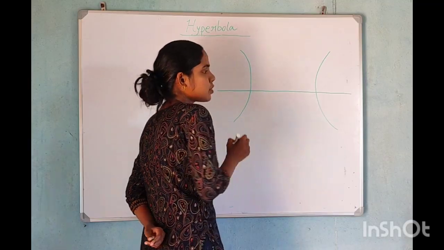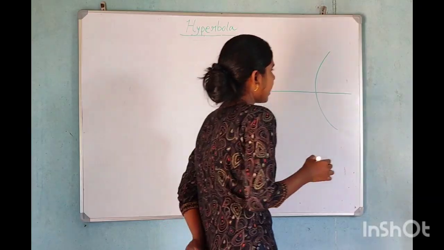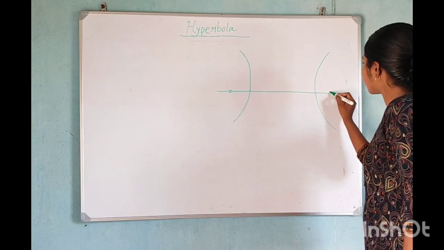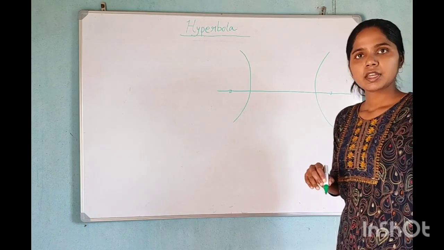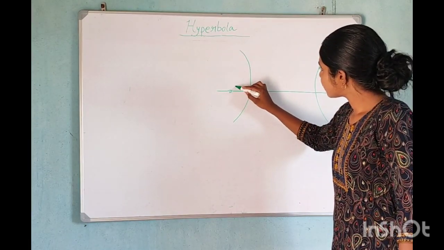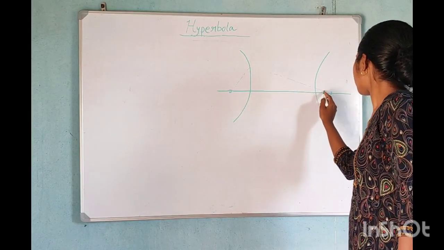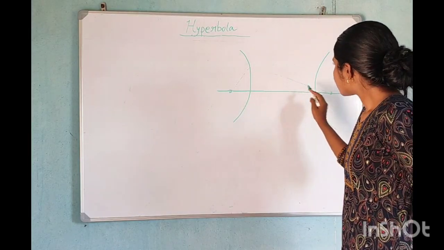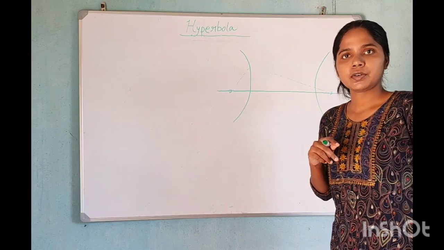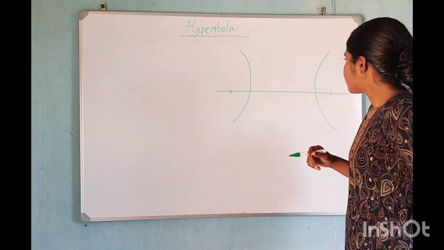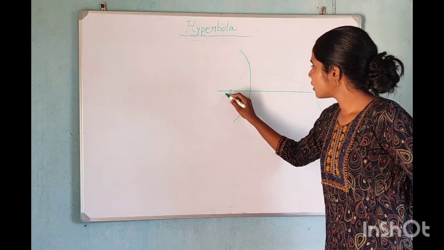Like ellipse, here also there are two fixed points. One fixed point is here and another fixed point is here. Take any point on the hyperbola. Now if you take the distance from this fixed point and the distance from this fixed point, the difference of these two distances is constant in hyperbola. So these two fixed points are called foci. So these are the foci.